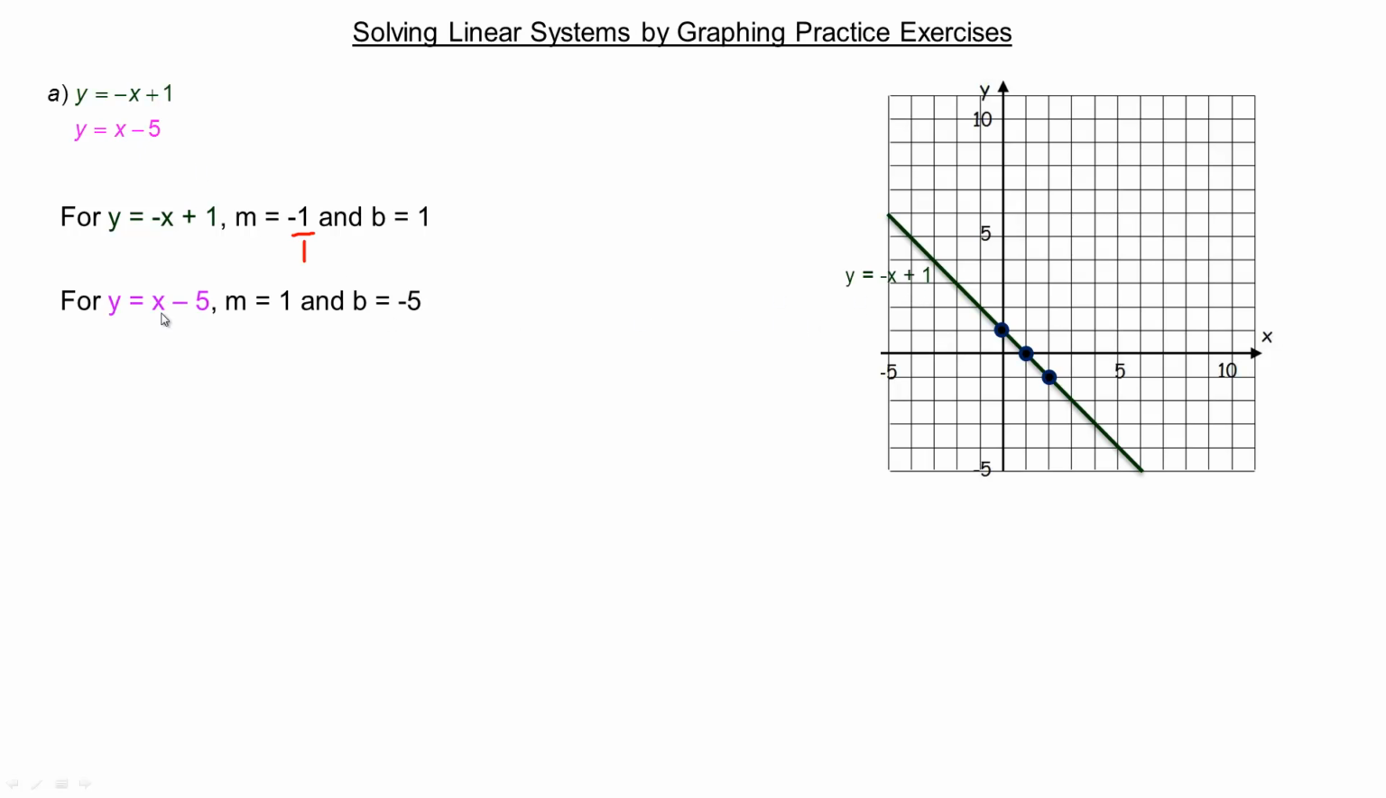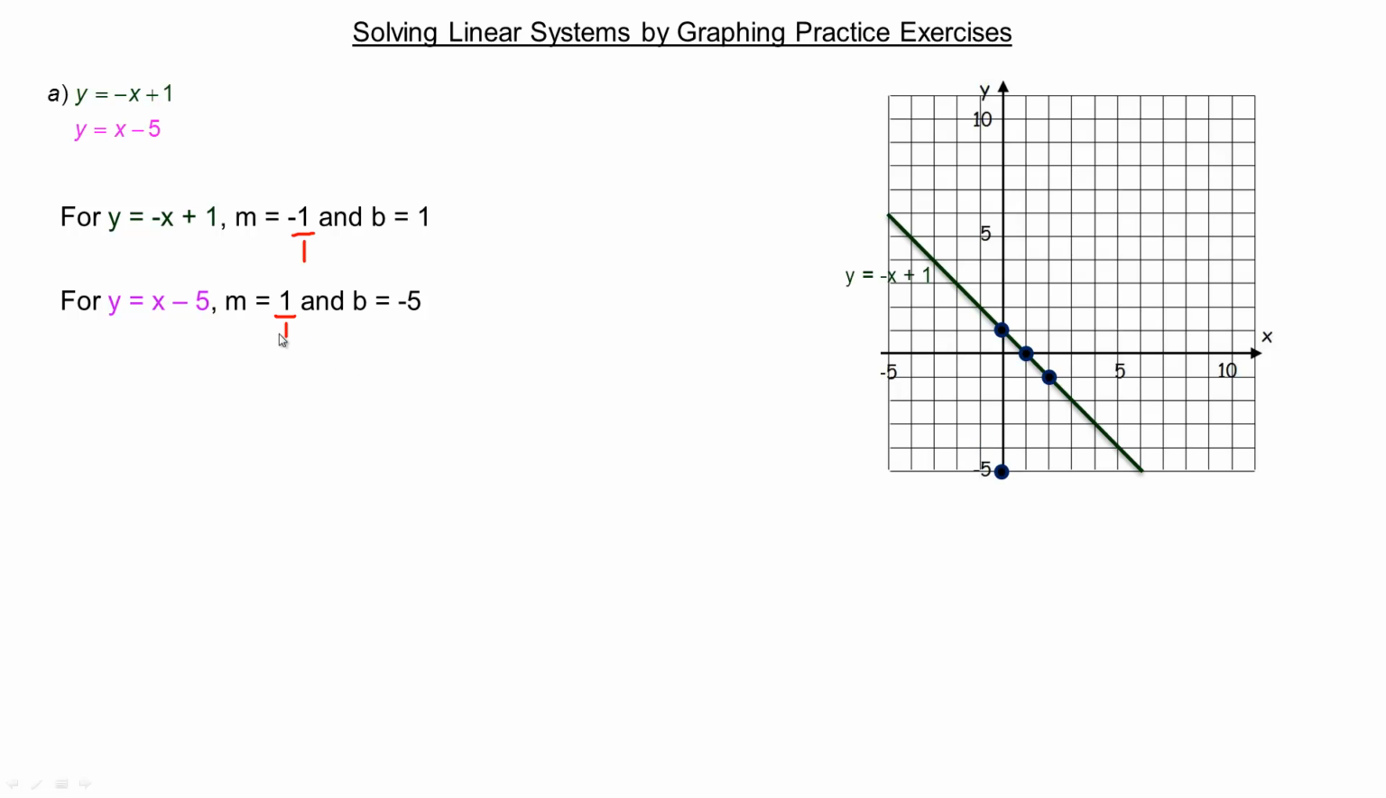So now for the y equals x minus 5 equation. There's a 1 here, so the slope would be 1, and once again 1 is the same as 1 over 1. And the y-intercept would be the negative 5 here. So at negative 5 on the y-axis we'll put a dot.